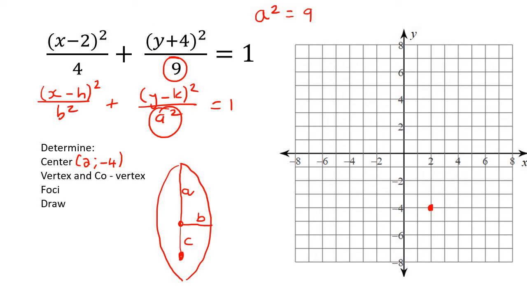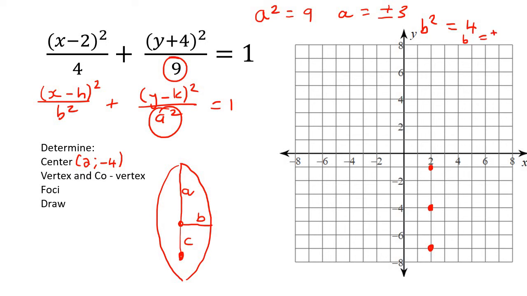Whoa, I did that in the last one as well. So A would be positive and negative 3. So that means that we're going to go 3 up. We're not going to go 3 to the side because then it's going to be horizontal, but we want it to be vertical. So we're going to go 3 up and we're going to go 3 down. There we go. Then we can find B by saying B squared is equal to 4.